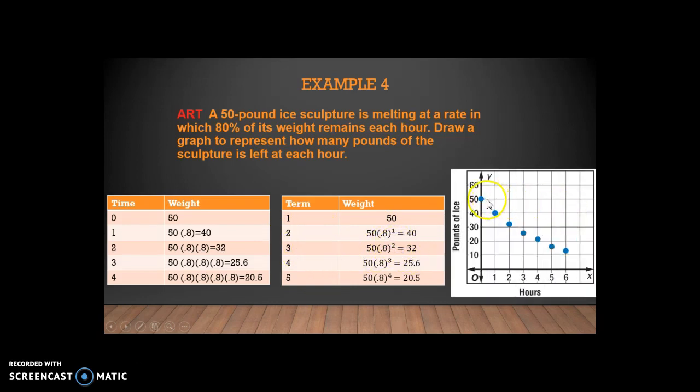And then when we graph it, we simply plot your points. So at term 0, we're at 50. After 1 hour, we're at 40, and then 32, 25.6, and so on.